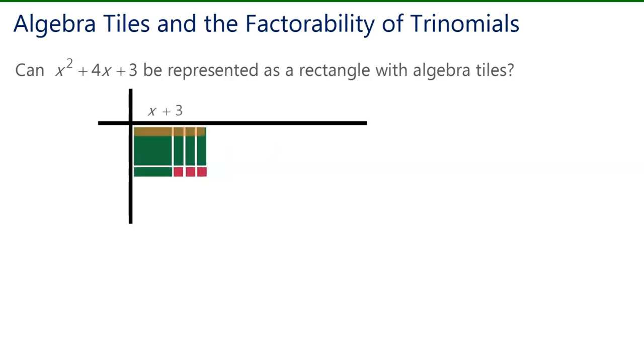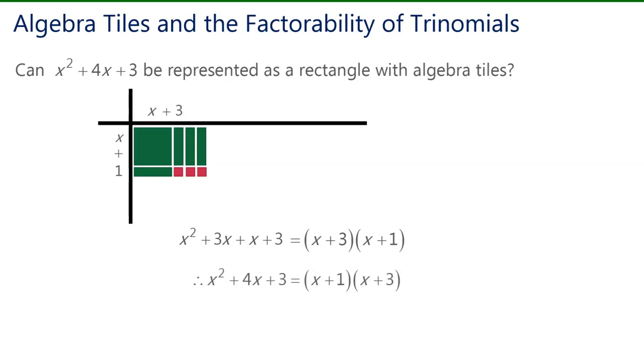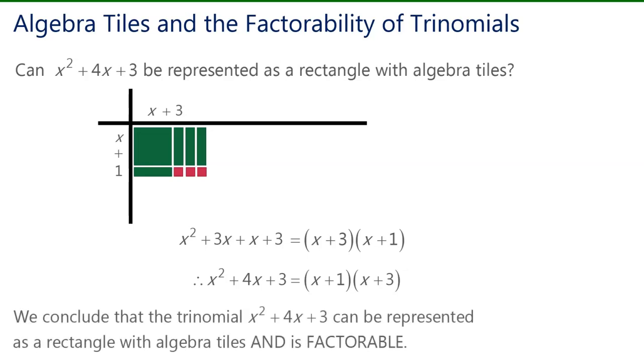So now the dimensions are along the top x plus 3 and along the side x plus 1, meaning that x squared plus 3x plus x plus 3, which is how the tiles are laid out in the working area, is x plus 3, the dimension across the top, times x plus 1, the dimension across the side. So x squared plus 4x plus 3 can be factored as x plus 1 times x plus 3. The fact that you could construct a perfect rectangle within the working area told us it was factorable. We conclude that the trinomial x squared plus 4x plus 3 can be represented by a rectangle with algebra tiles and is factorable.